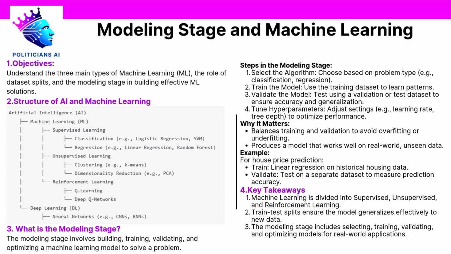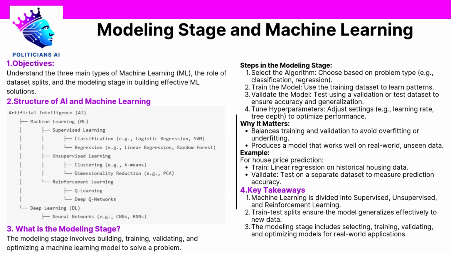Examples include convolutional neural networks for image recognition and recurrent neural networks for sequential data like time series or text. Now that we have an overview of machine learning types, let's dive into the modeling stage, a critical step in developing machine learning solutions. The modeling stage involves four main steps: selecting an algorithm, training the model, validating it, and optimizing its hyperparameters. The first step, selecting the algorithm, depends on the type of problem you are solving. For classification problems, algorithms like logistic regression or decision trees might be used. For regression tasks, linear regression could be appropriate. Choosing the right algorithm is crucial as it directly impacts the model's performance.